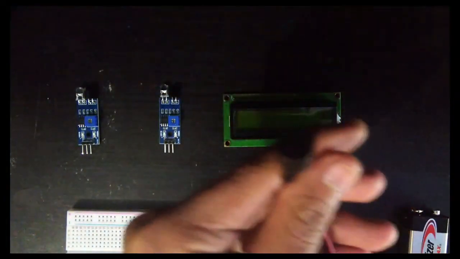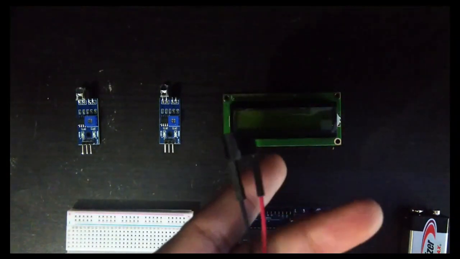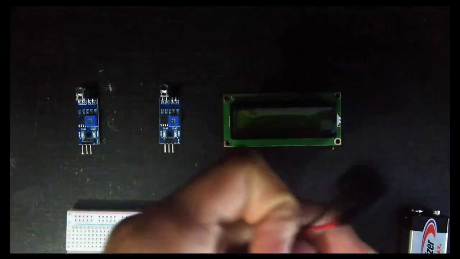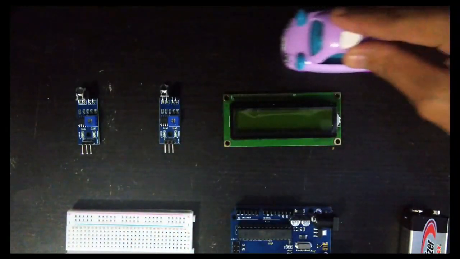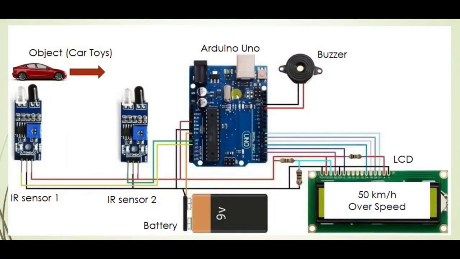Then we also have a buzzer. Yeah, this is the buzzer. The buzzer is just an addition in case the speed exceeds the maximum. Then we will use this cute car to perform the experiment. Then we also use the resistor to decrease the voltage to the LCD. And we will use the schematic to perform the assembly. So this is the assembly.